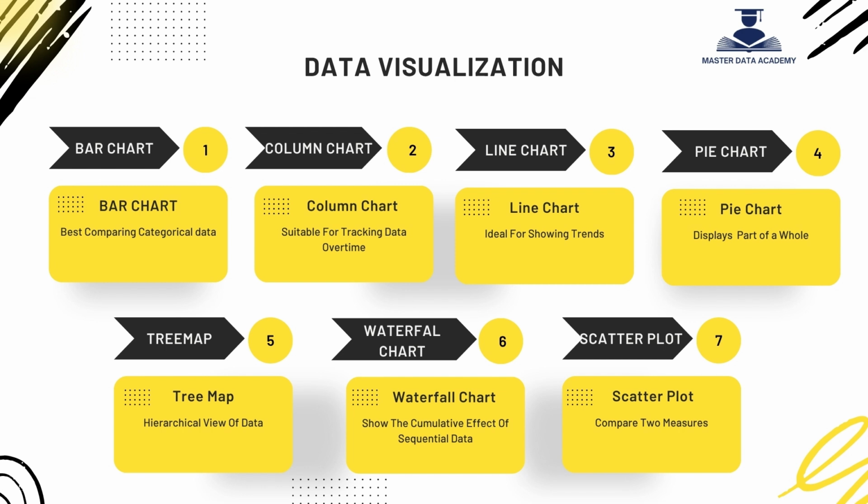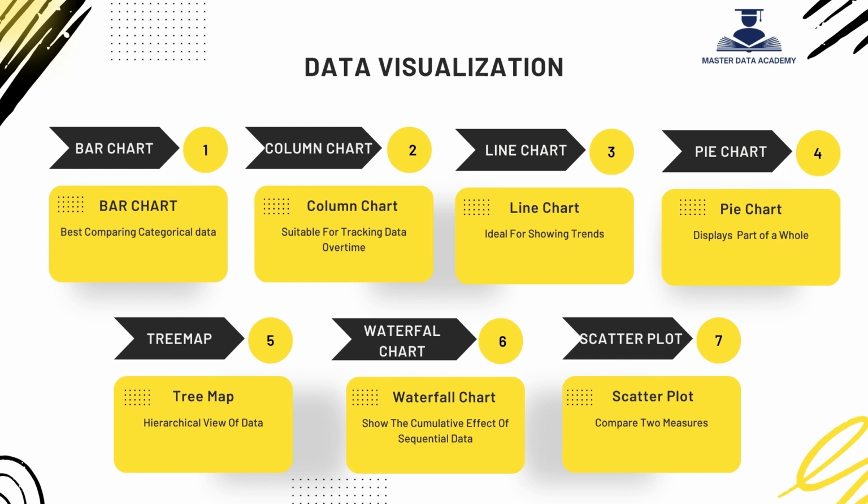1. Bar chart. A bar chart is ideal for comparing different categories side by side. It's perfect when you want to display and compare values such as sales by product or revenue by region. 2. Column chart. A column chart is similar to a bar chart but oriented vertically. It's best used to track data over time, such as monthly expenses or yearly profits.